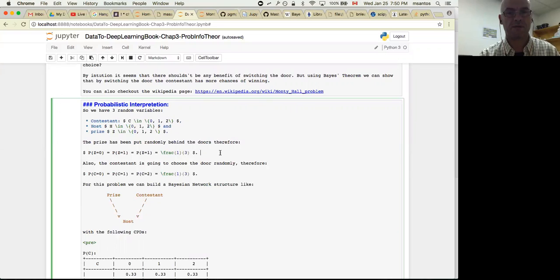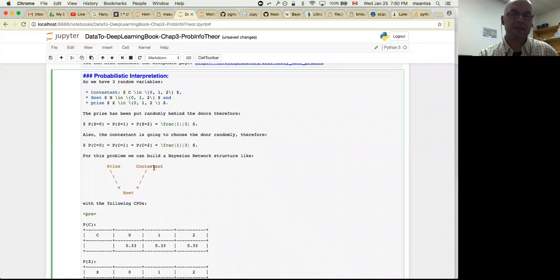Okay, it's freezing a little bit. So the contestant, your choice is also at random, because you do not have any information, so you will just pick one. So we have these two variables, and also the host is another random variable from your point of view. He will pick one of the two remaining doors, and you do not know which one he will pick.